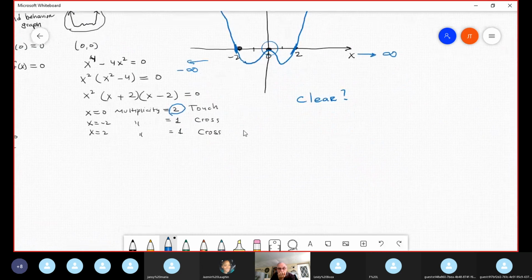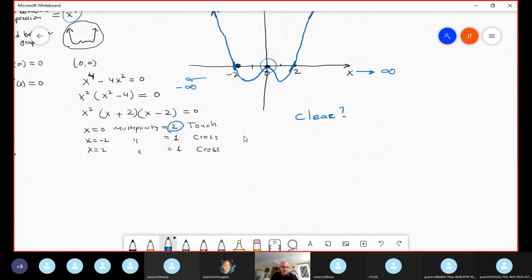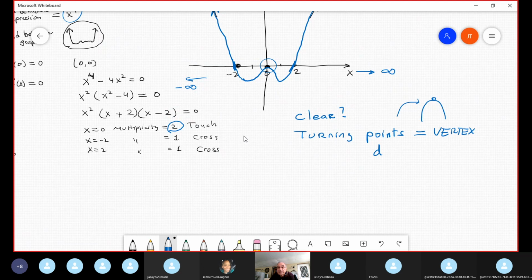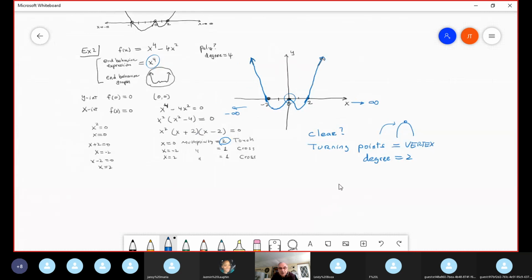Look, one complementary idea. What about the turning point? What does turning point mean? Well, a turning point looks like a vertex. It is obvious that in the parabola we have only one. So the turning point is equal to the vertex in the parabola, when the degree is equal to, let me see what happened.